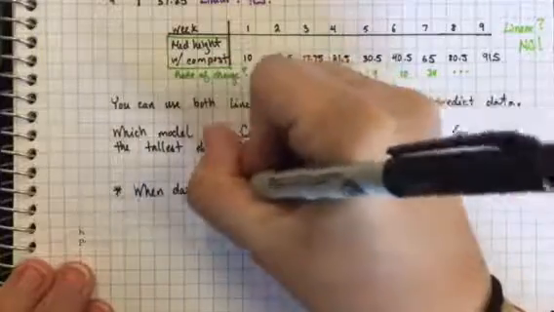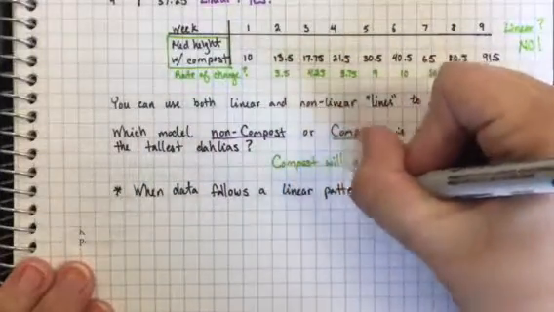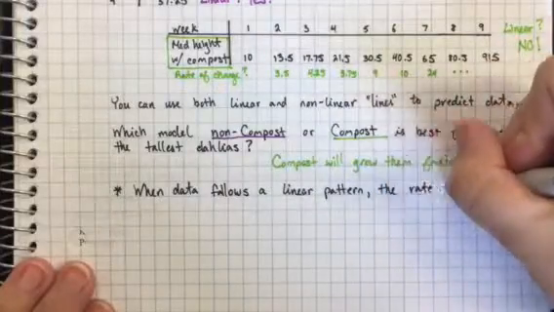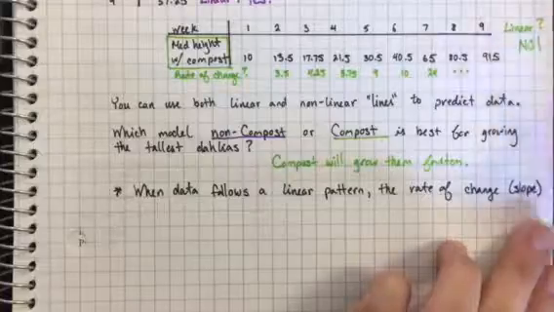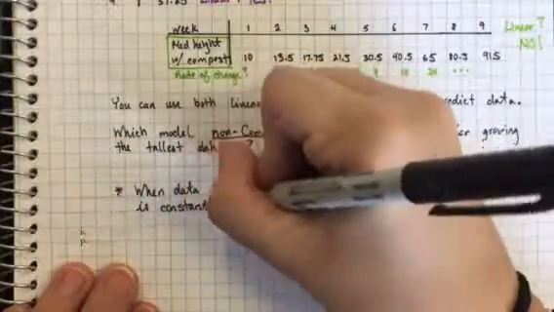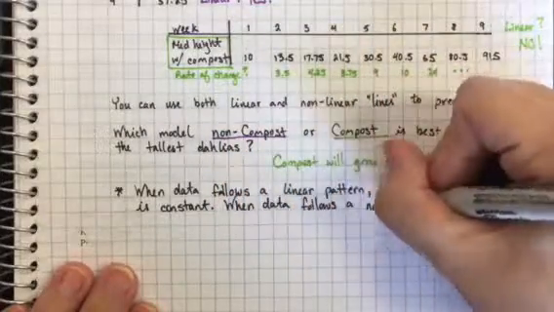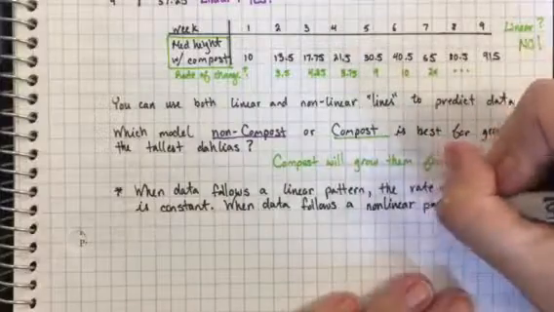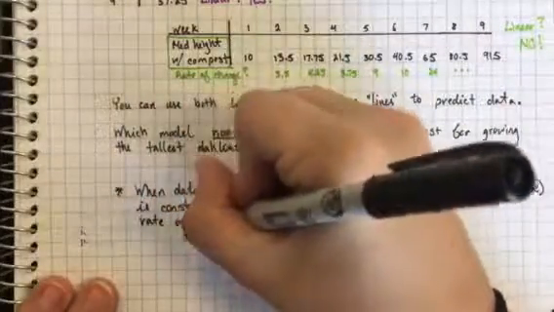Last thing we want to be aware of is that when data follows a linear pattern, there is going to be a constant rate of change, or a slope. However, when the data does not follow a linear pattern or follows a nonlinear pattern, the rate of change is not constant, so it's going to be a different value between all of our data points.